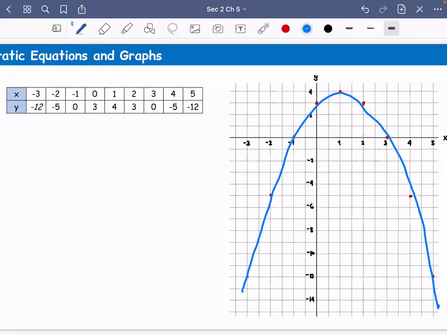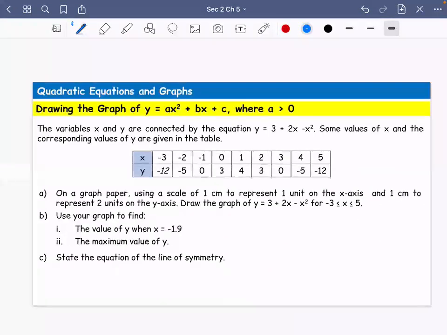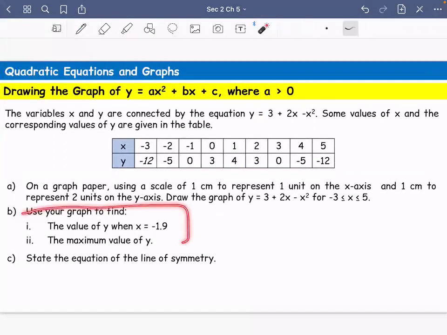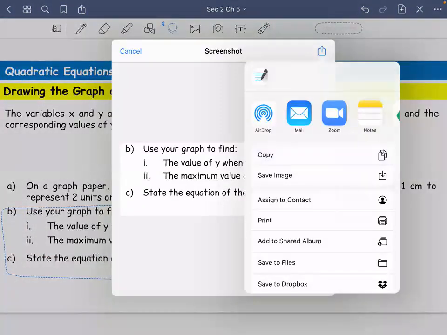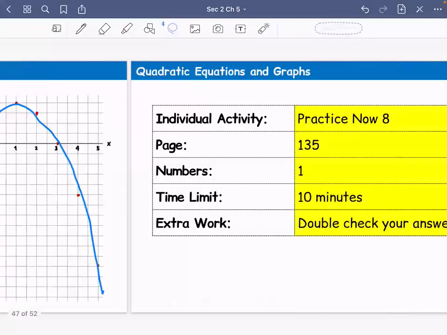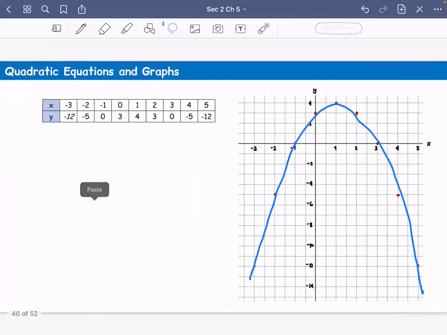So let's answer the following questions. For letter B, use your graph to find the value of y when x is -1.9, and for letter C, the maximum value of y. Let me copy B and C, so let's answer it here.